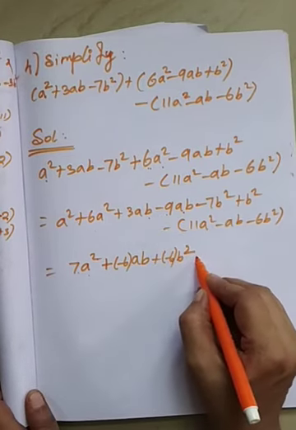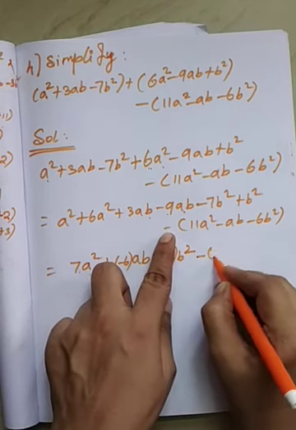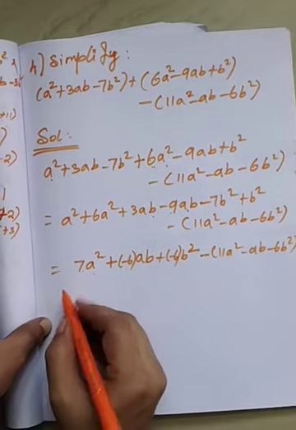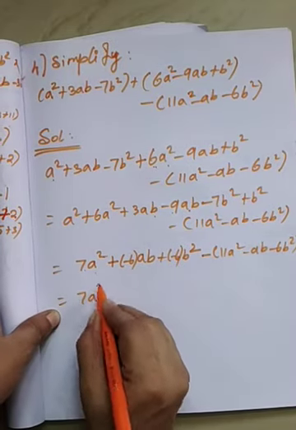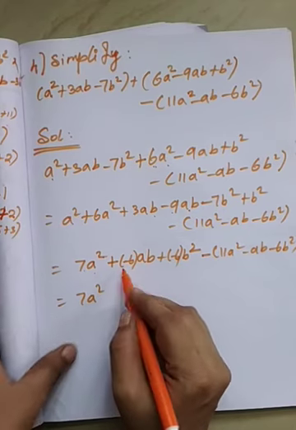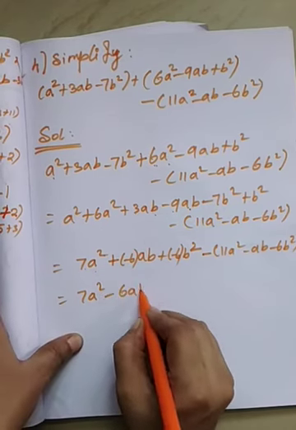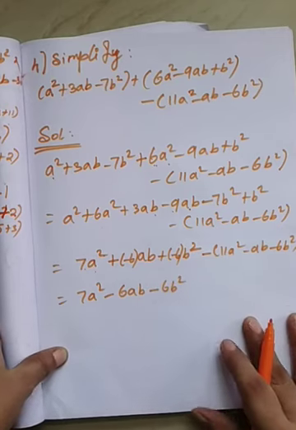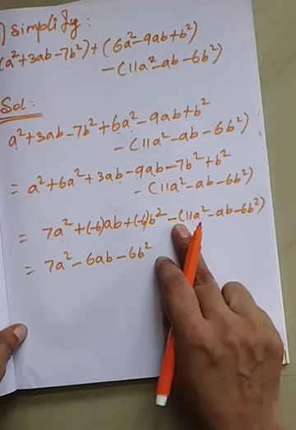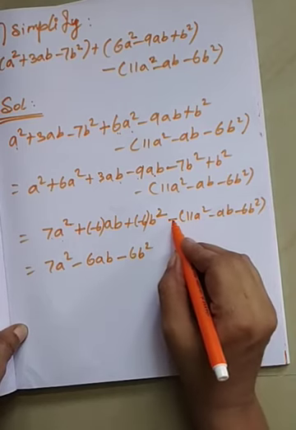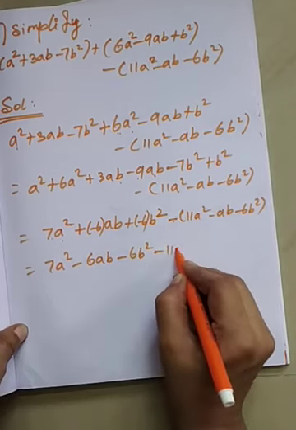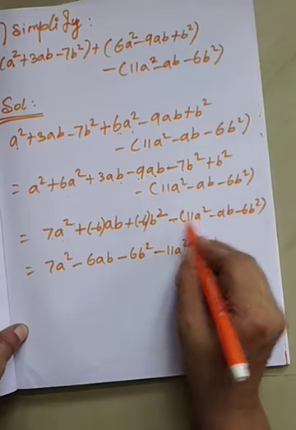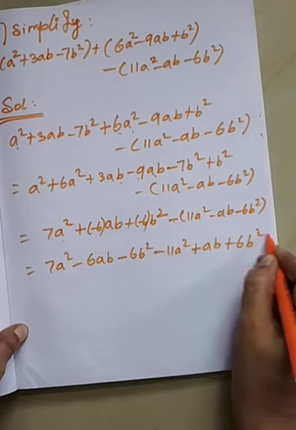Okay, next minus of 11a squared minus ab minus 6b squared. Next see here 7a squared plus into minus is minus, so minus 6ab plus into minus is minus 6b squared. Next in this, minus multiplies the third term. So what will you get? Minus into plus is minus 11a squared, minus into minus is plus ab, minus into minus is plus 6b squared.